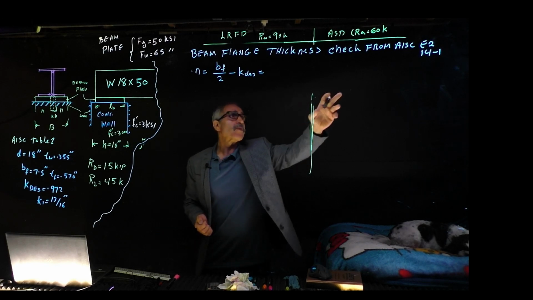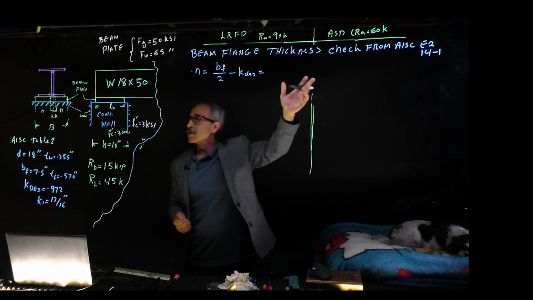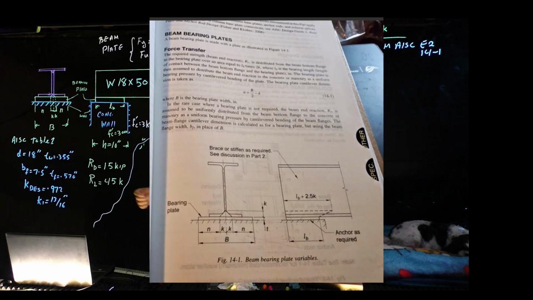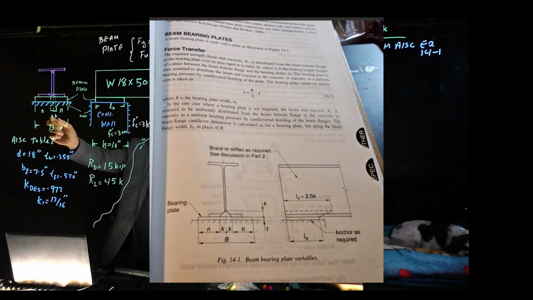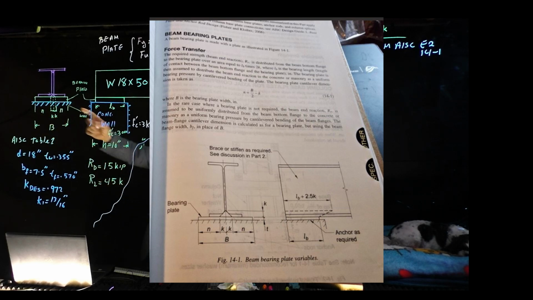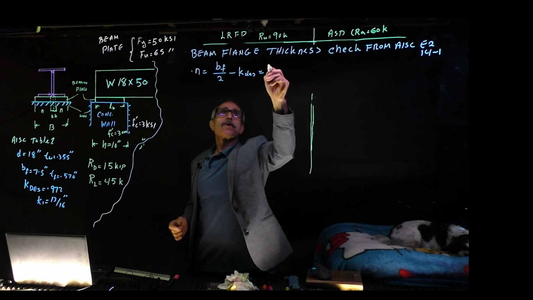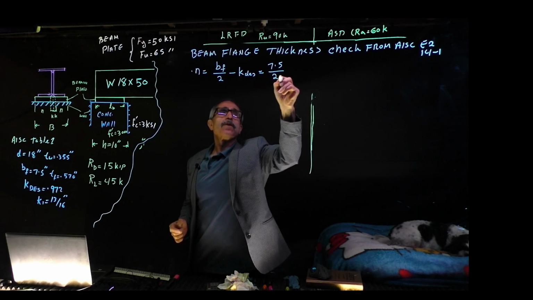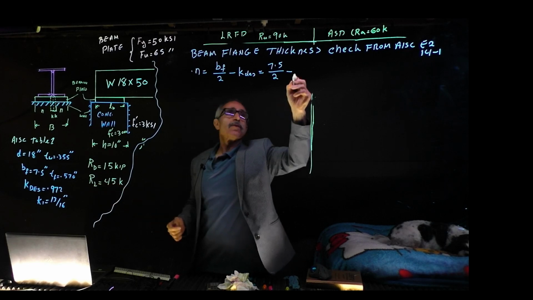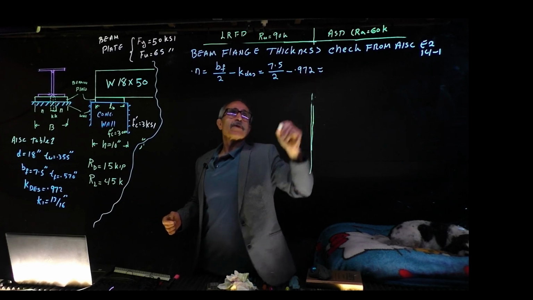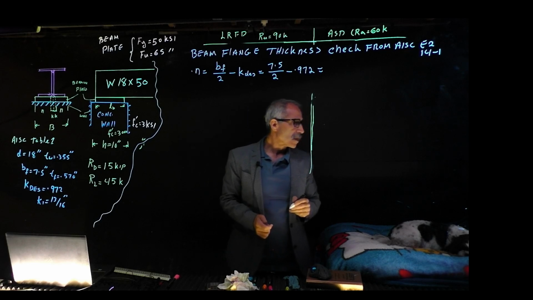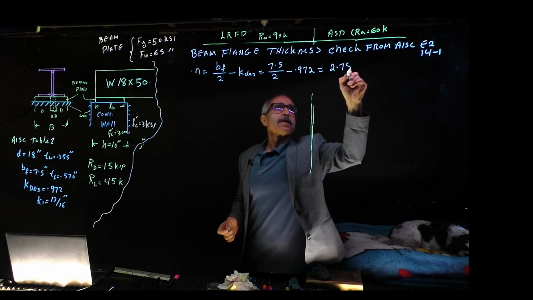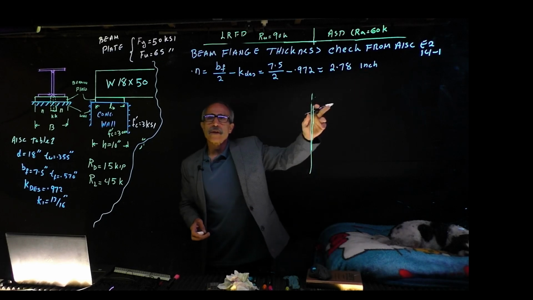And if we go into the AISC equation 14-1, take a look at your manual, take a look at that. We're going to calculate, and N is right here basically, and it's going to take out the K. These two K become KDES, K design. So we're going to say, okay, BF divided by 2 minus KDES. And that was a 7.5 divided by 2 minus 0.972, which is equal 2.78 inch.